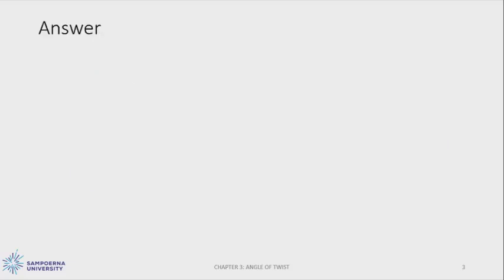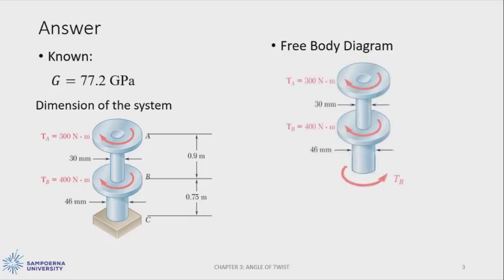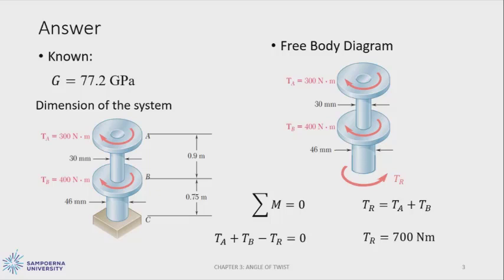To solve this kind of problem, we need to list all of the knowns given in the question. We have G equal to 77.2 GPa, and we have the dimensions of the system. We have TA equal to 300 Nm and TB 400 Nm. First, we need to draw the free body diagram of the system. To find the TR of the system, we can use sigma moment equal to 0. And then we have TA plus TB minus TR equal to 0, and TR will give us 700 Nm.